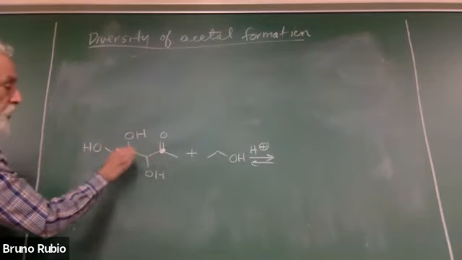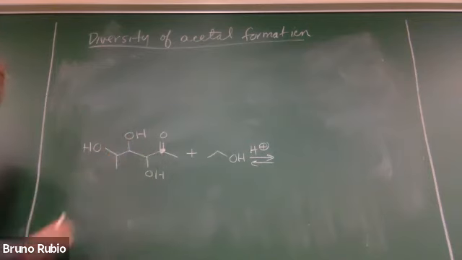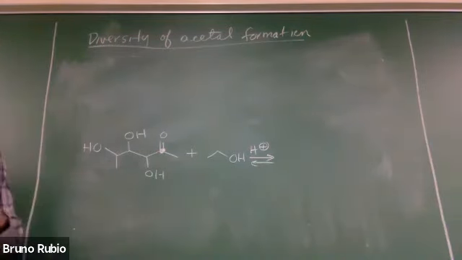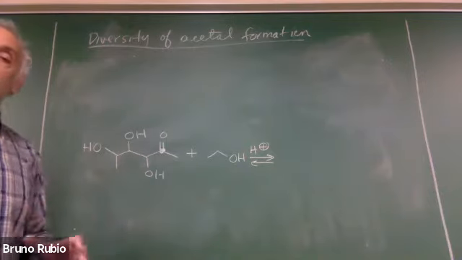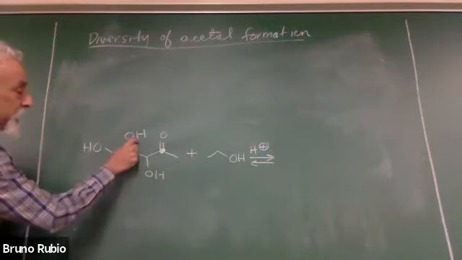One, two, three, four. If I hook up this oxygen to this dot, I'm going to get a four-membered ring. That's no good. Only five-membered rings and six-membered rings can form to any appreciable extent. So it does nothing.